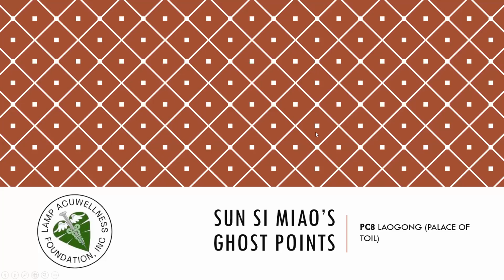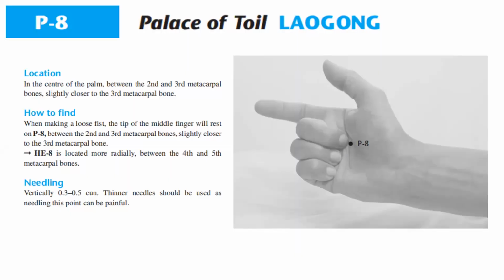Let's discuss the Gui ku ghost point, PC8, Laogong, Palace of Toil. Location: in the center of the palm between the second and third metacarpal bones, slightly closer to the third metacarpal bone. How to find: when making a loose fist, the tip of the middle finger will rest on P8 between the second and third metacarpal bones, slightly closer to the third metacarpal bone.